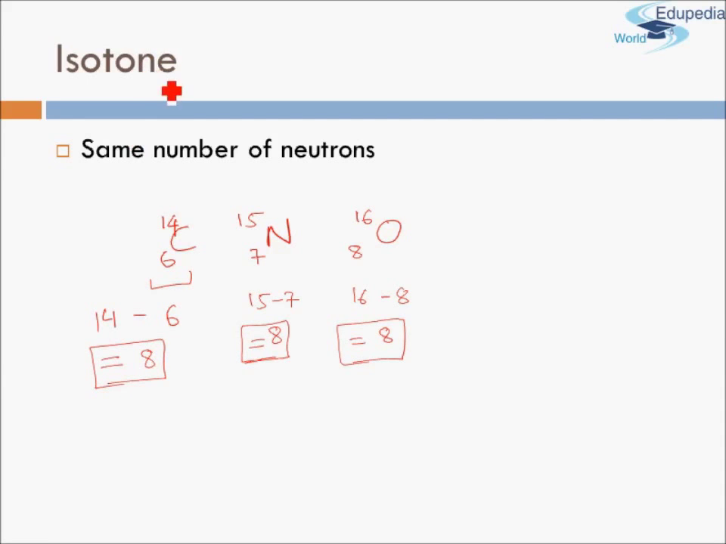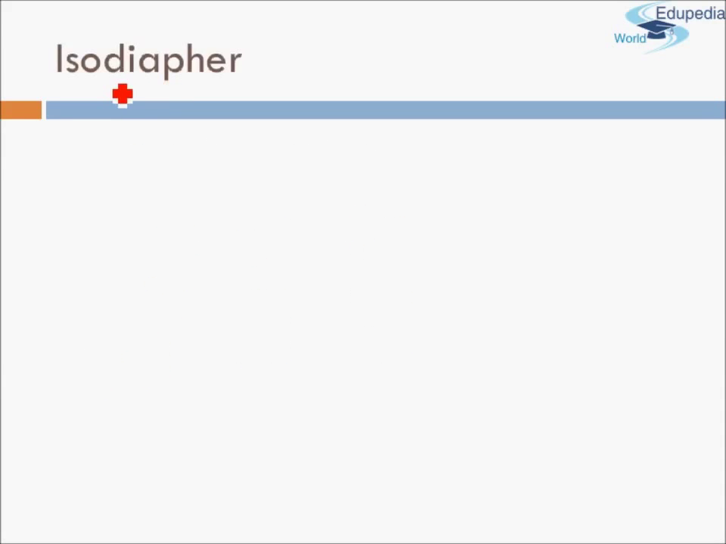Likewise, we have another term called isodiaphers. Now this term is going to be quite important from a nuclear chemistry or nuclear physics perspective. You will study this term in radioactive decay and nuclear chemistry, but it's good to know it from now onwards itself.